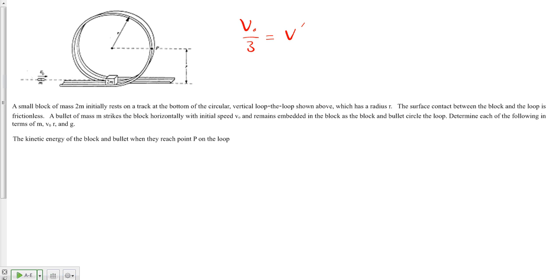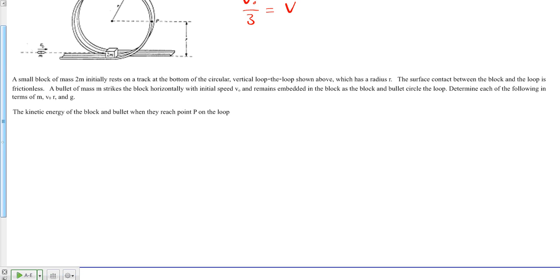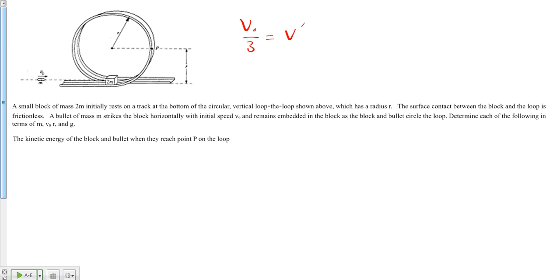The kinetic energy of the bullet and block when they reach point P on the loop. What type of problem? Conservation of energy problem. Conservation of energy problems are solved first by identifying starting and finish. Start here, finish here. Start when it becomes a bullet-block combination. Before that, all the physics for a bullet-block combination don't work because there wasn't a bullet and block. So we have to start where that starts. Identify the start and stop.